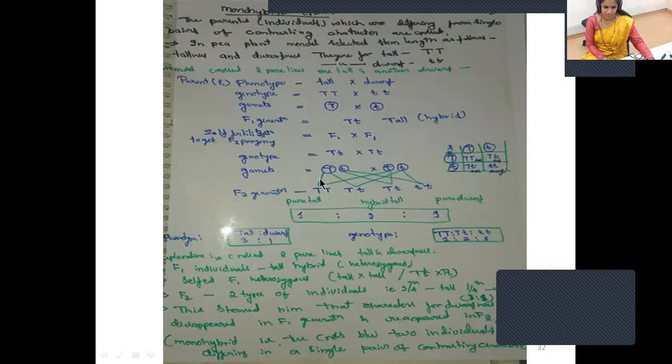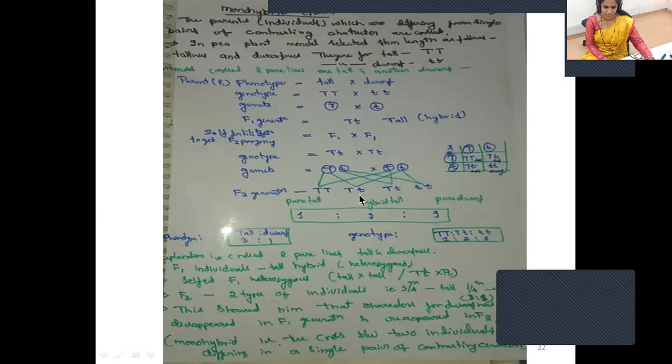So this T is crossed with the other T. Then you'll write capital T, capital T. The same T again crosses with the other gamete, capital T and small t. This small t crosses with the capital T. Then you'll write capital T, small t. Then this t crosses with this t. Then both are small t, small t. So let us write the phenotype. This is pure tall. This is the heterozygous tall. And this is also heterozygous tall. And this is the pure dwarf.